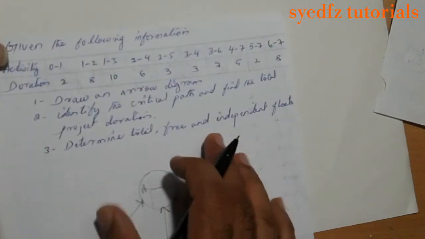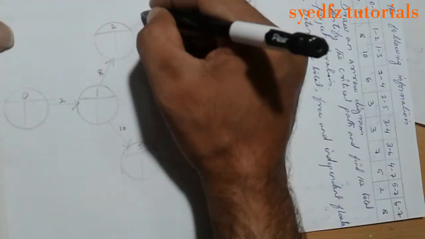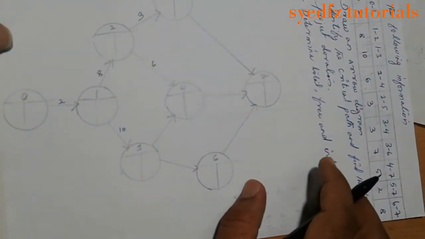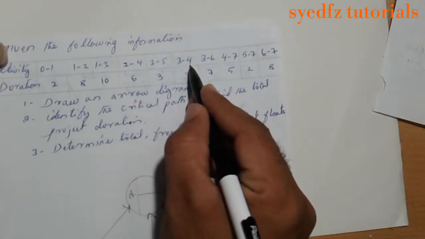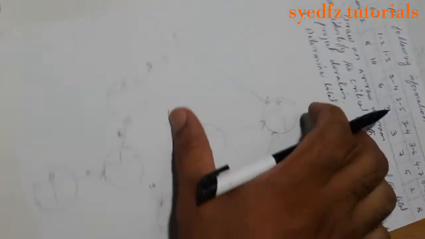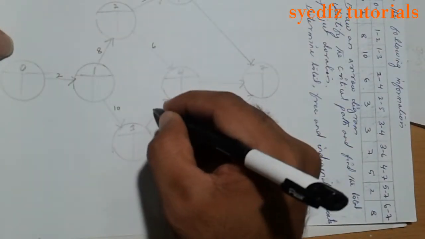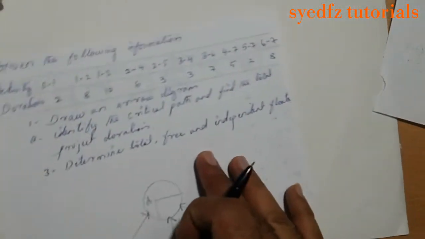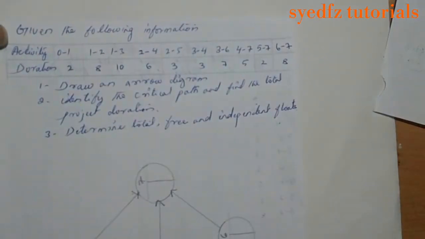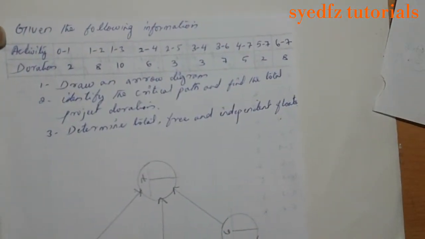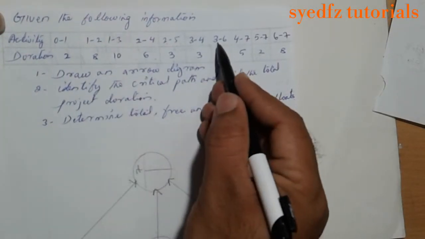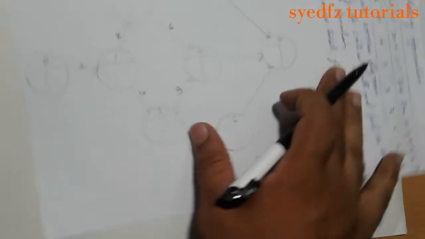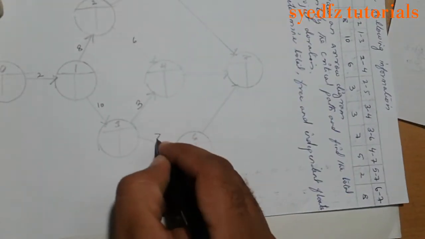Next, 2 to 5 is 3. 2 to 5 is 3. Next, 3 to 4 is 3. 3 to 4 is 3. Next, okay, 3 to 6 is 7. 3 to 6 is 7.